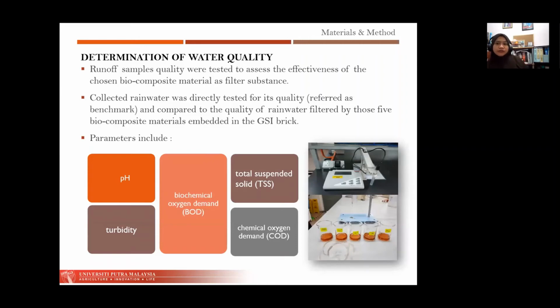The rainwater quality results were obtained by conducting the pH test, the biochemical oxygen demand, the chemical oxygen demand, and also the total suspended solid. The result from collected rainwater that was directly tested for its quality was taken as the reference or the benchmark result, and then it was compared with the quality of rainwater filtered by the five biocomposite materials that have been proposed in the embedded integrated GSI brick.